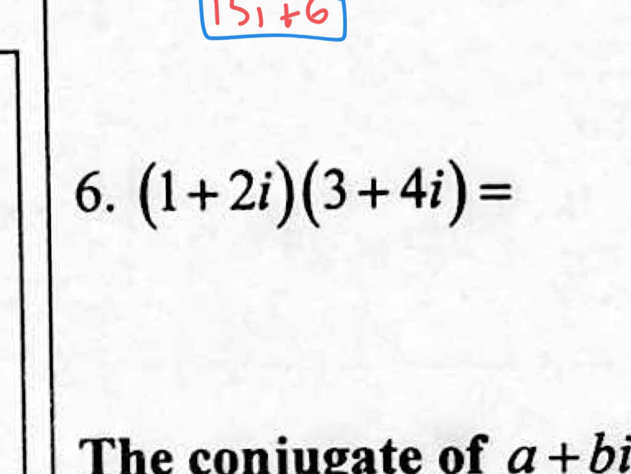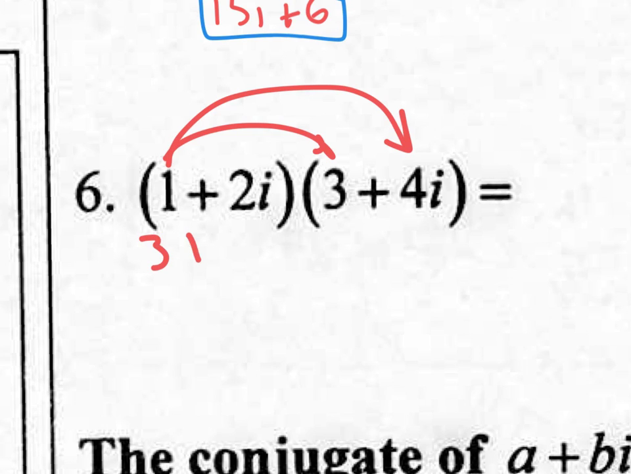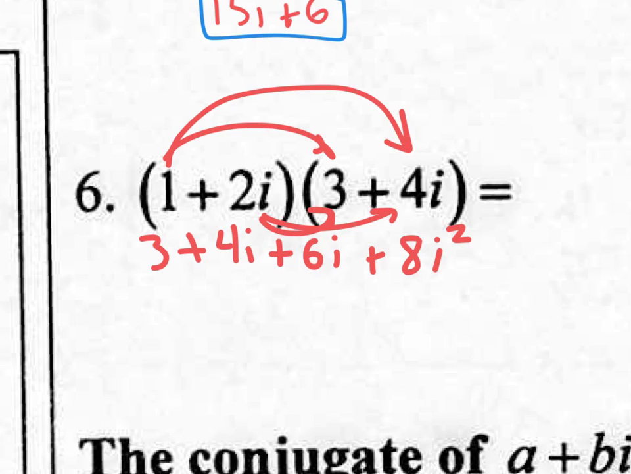All right, we're going to distribute. Let's go 1 times 3. That is 3. Let's go 1 times 4i. That is a positive 4i. Let's go positive 2i times 3. That's positive 6i. Let's go positive 2i times positive 4i. That's positive 8i times i, which is i squared.